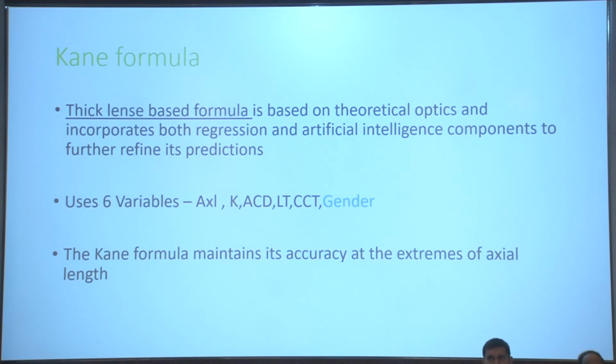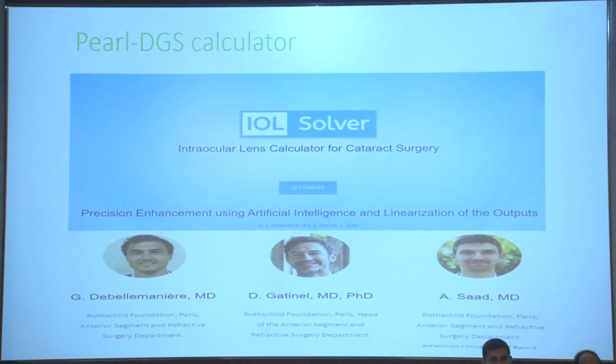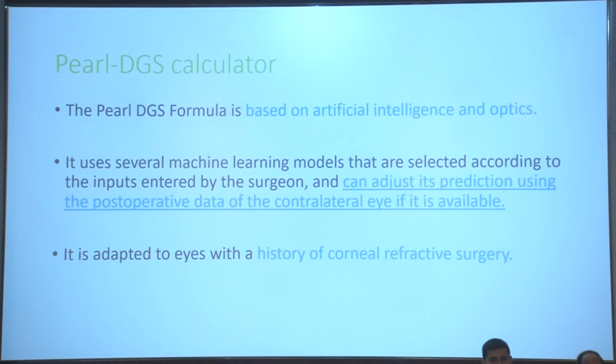And the Kane formula is also one of the very good coming up formulas, which has a thick lens formula and which has gender variables. Just briefly going through, because I am out of time, the Paul DGS calculator, which is also an artificial intelligence and optics based calculator which has very good results in the history of post-refractive corneal surgery patients.